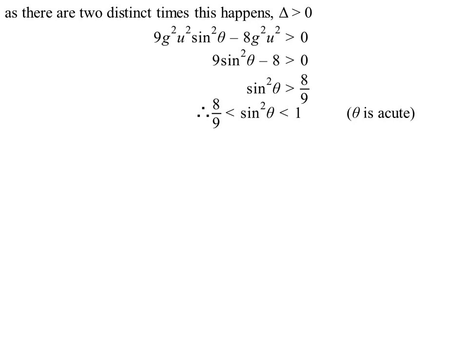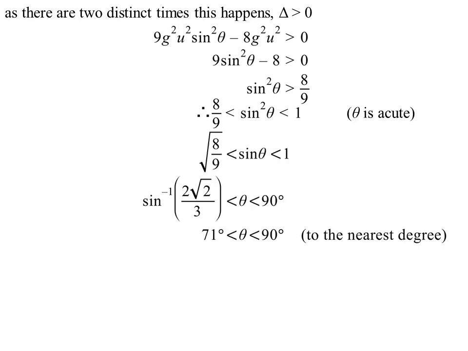Why can I say that? Because I know theta has to be acute. That's our angle of projection. So I know I'm not going to get negative answers, so it must be between those two. Therefore, the square root of 8 on 9 is less than sine theta is less than 1. Theta is in between the inverse sine of 2 root 2 on 3, which is approximately 71 degrees, and 90. So somewhere in between 71 and 90.